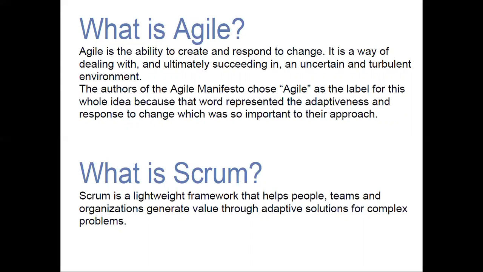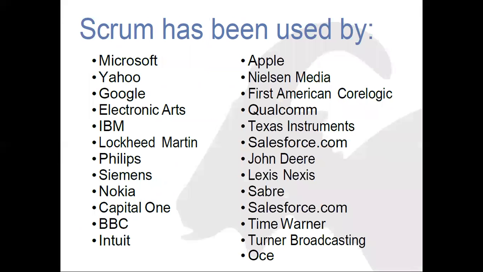Now, Scrum is a framework. Scrum is a lightweight framework that helps people, teams, and organizations generate value through adaptive solutions for complex problems. So Agile is a broad term. Under the Agile umbrella, Scrum is a framework. Okay, so let's proceed with Scrum.